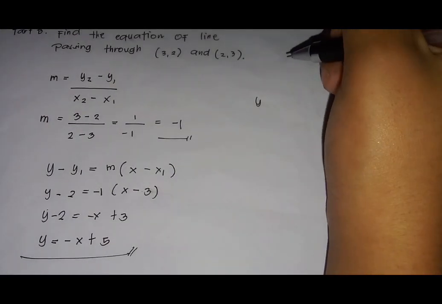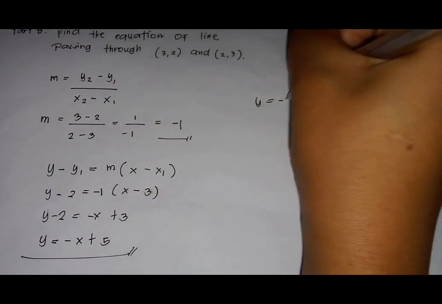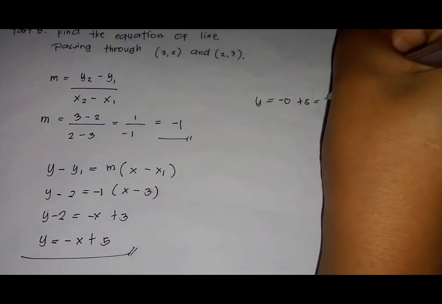So this is it. Now for the intercept form, the y-intercept is the value of y when x is equal to 0. Then y = -0 + 5 = 5.